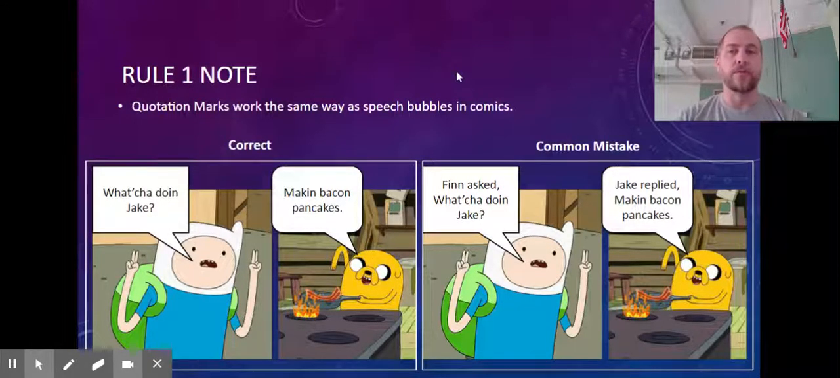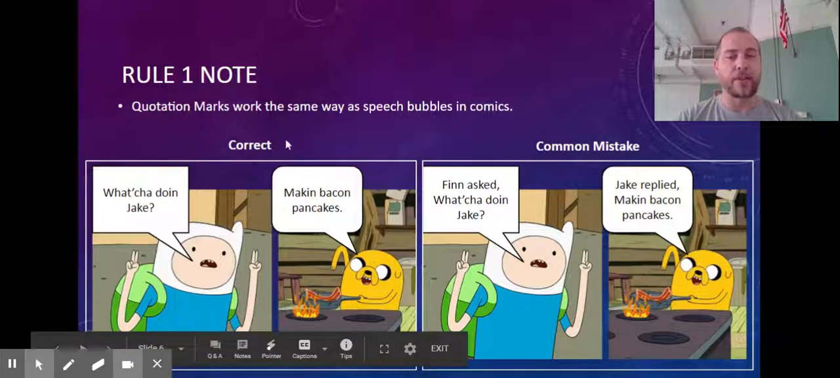Now, just a note on rule 1, quotation marks. If you're having trouble thinking about where to put the quotation marks, think about them as being the same way as you'd use speech bubbles in comics. And so here's the correct way it might look if it were a comic. "What you doing, Jake?" This is literally what's coming out of Finn's mouth. "Making bacon pancakes" is what's coming out of Jake's mouth. This is the correct way.